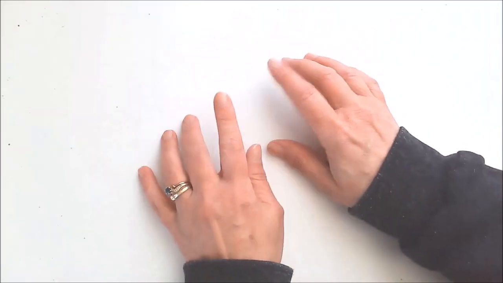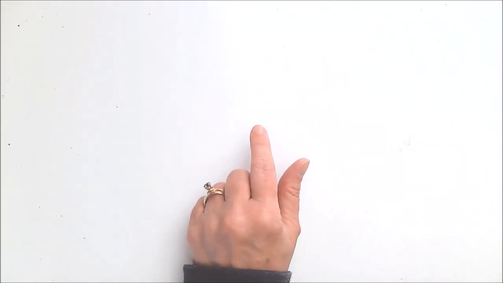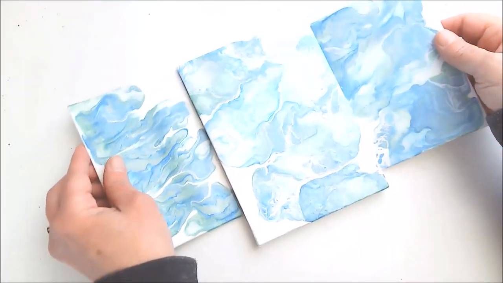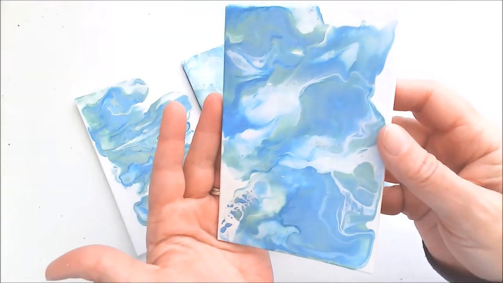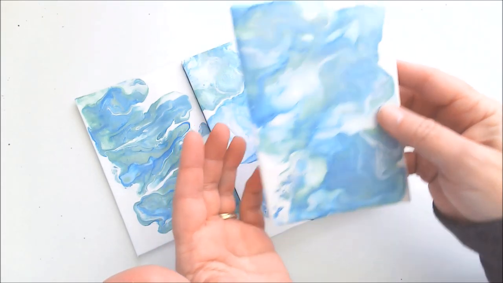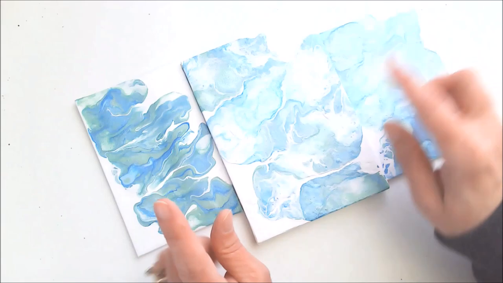Hi everyone, Janie here, and today I'm going to share one of my favorite paint pour techniques that is so easy to do, and you can get some beautiful results like you see here. This technique involves using a straw and gives you a little more control over the results than some other techniques.